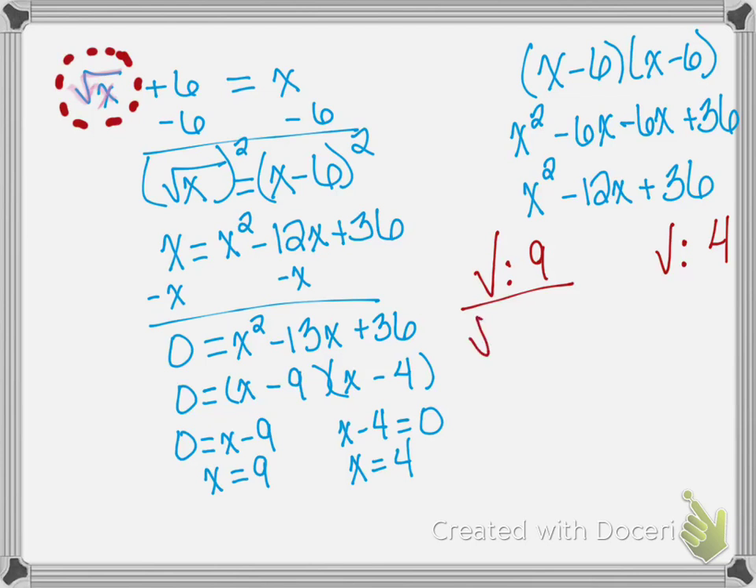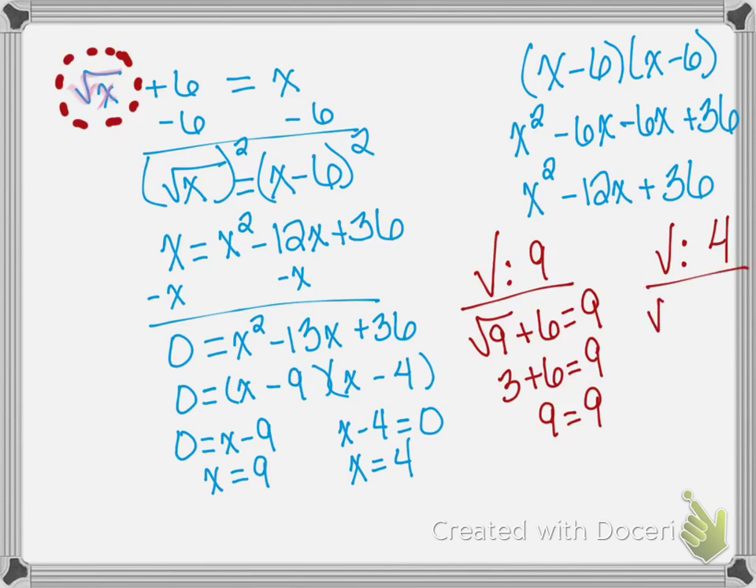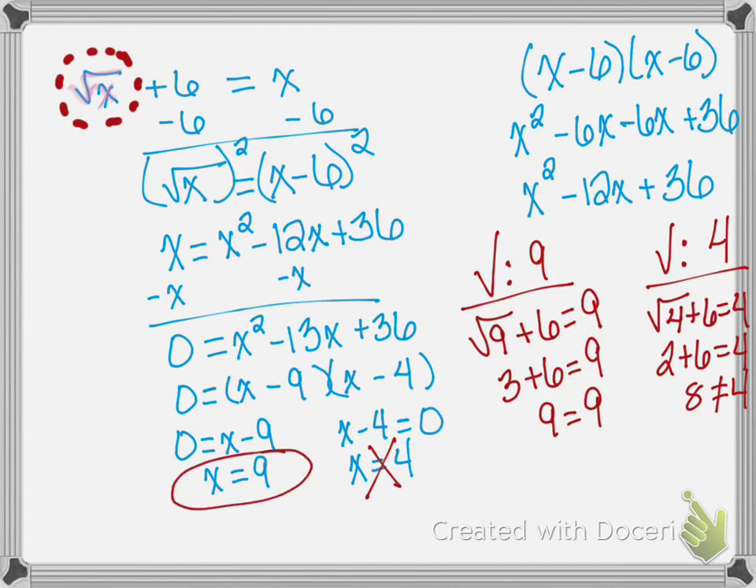Okay, so I'm going to do the square root of 9 plus 6 equals 9. The square root of 9 is 3. What's 3 plus 6? 9. So it works. Now 4. The square root of 4 plus 6. Square root of 4 is 2. What's 2 plus 6? 8. Good. So it doesn't work. So we have to throw this one out. So this is my only answer right there.